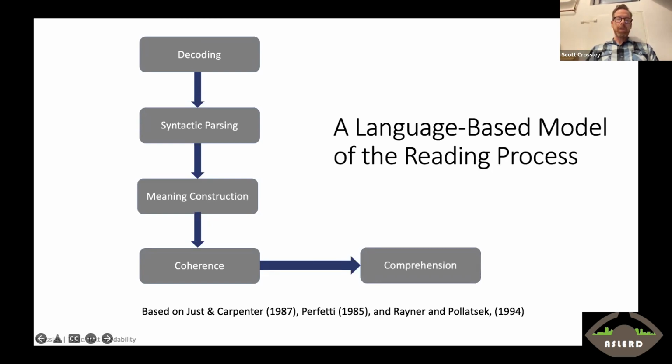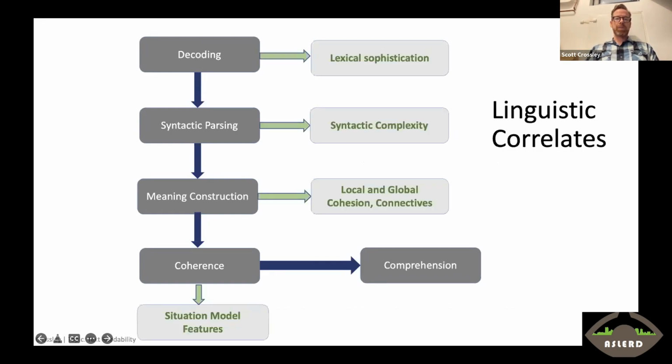I'm a linguist, and from a linguistics perspective, we can look at and measure these various processes. So for decoding, we can look at lexical sophistication, potentially like the frequency of words. From syntactic parsing, we can look at the complexity of the syntactic parse. Does it have a lot of dependent clauses, or is it just one single independent clause? With meaning construction, we can look at things like local and global cohesion or the use of connectives. And for coherence, we can look at situational model features. So maybe the causal cohesion of a text, or the spatial or temporal cohesion.